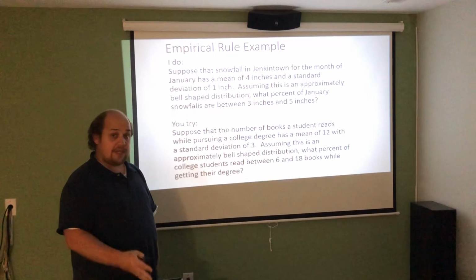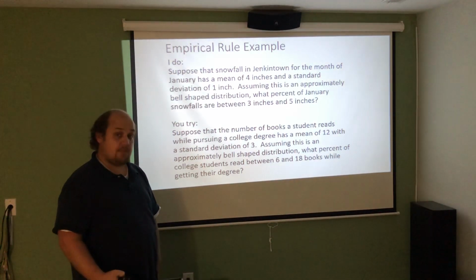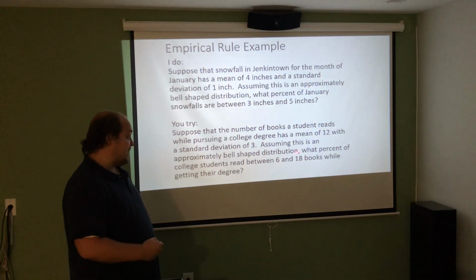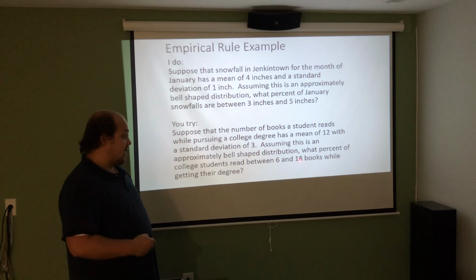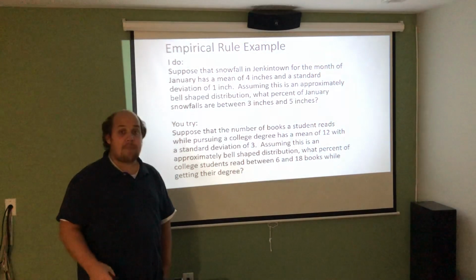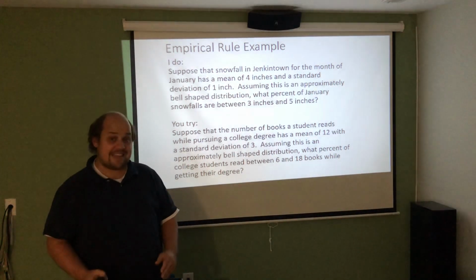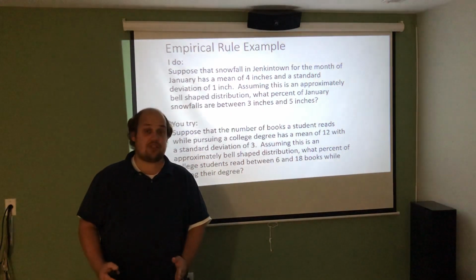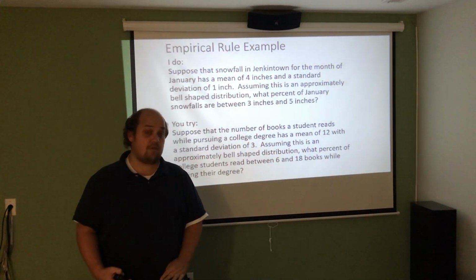We're going to start by taking the between numbers and subtracting the mean. The between numbers are 6 and 18. The mean is 12. If I do 6 minus 12, I get negative 6. If I do 18 minus 12, I get positive 6. Again, this negative 6, positive 6 should be seen as the raw distance you've moved from the mean.